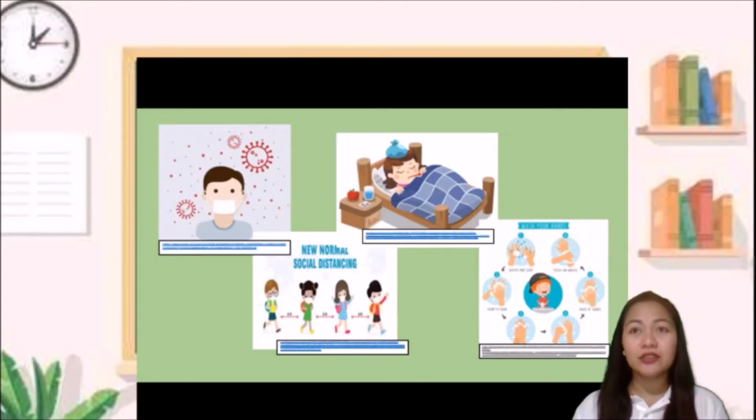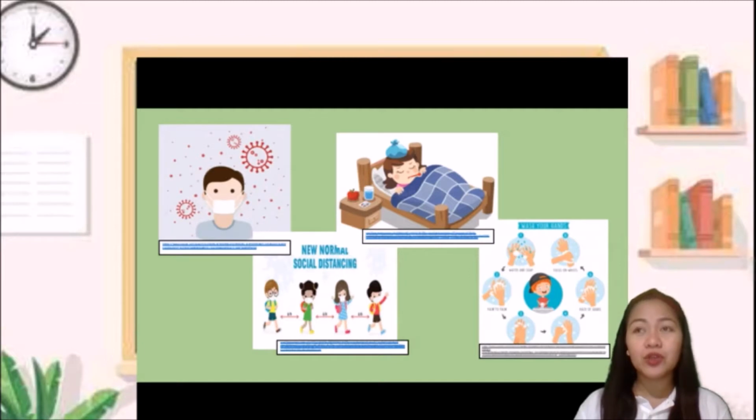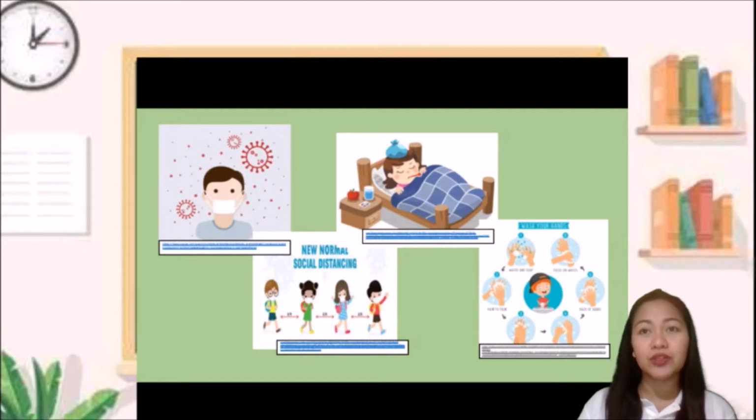Before we begin our lesson, please take a look at these photos. What do you see? Okay, the first photo is a man wearing a face mask. Next are the people in social distancing. Third is a woman who has a very high fever. And the last one is the proper way on how to wash your hands. In this time of pandemic, what do you think will be the result if you do the following conditions?